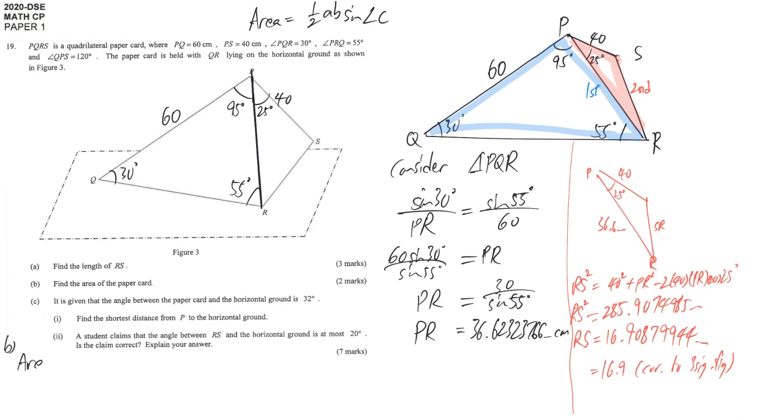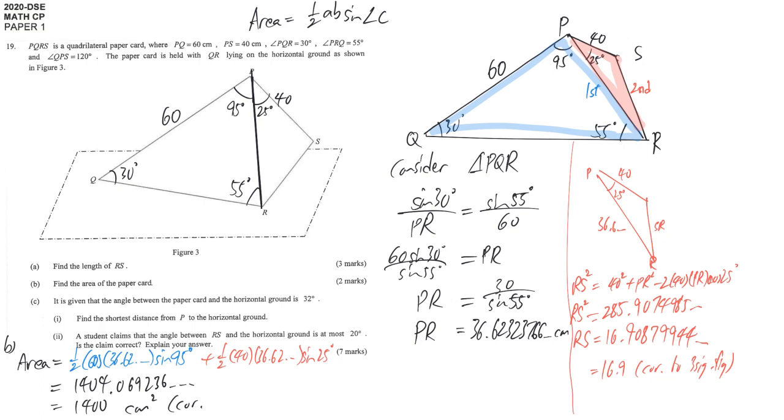In part B, the area is equal to 1 over 2 times 60 times PR, that means 36 point something, times sine of the angle between them, 95 degrees, and then plus the red triangle area, 1 over 2 times 40 times PR again, times sine of the angle between them, which is 25 this time. So the total area is 1404.069236. That means 1400 cm squared, correct to three significant figures.